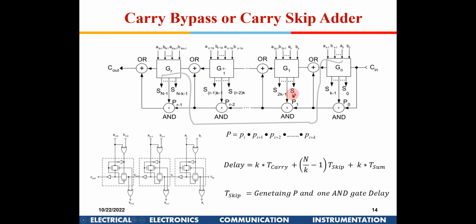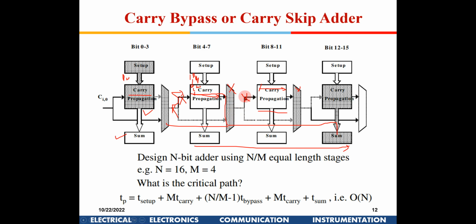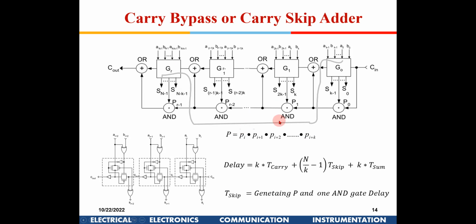Okay, so this works exactly the same way as the bypass or the carry skip. Here we have not used any, we have directly given here, and we have used a mux in these stages. So this is a slight modification of that. Okay, and this is the delay which you will see in this case.